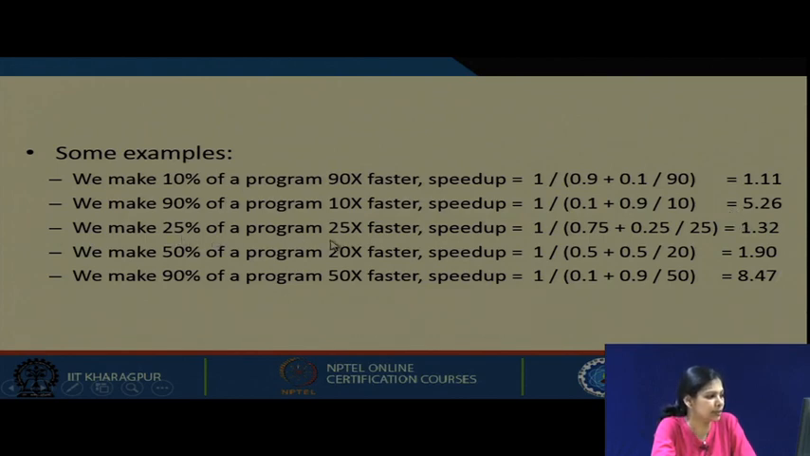make 25% of the program 25 times faster. So 25% we are making 25 times faster, and this remains 1 minus f, which is 0.75.